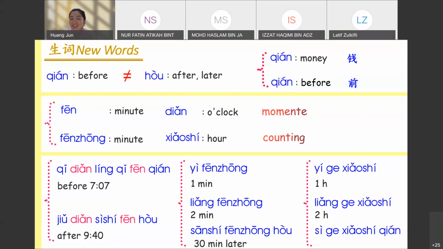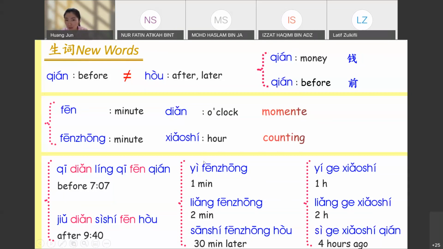How do you translate it? 4个小时前. Before 4 hours, right? So also we can just say 4 hours ago or before 4 hours, both work. So 4个小时前 you can translate as 4 hours ago or before 4 hours, it's the same.